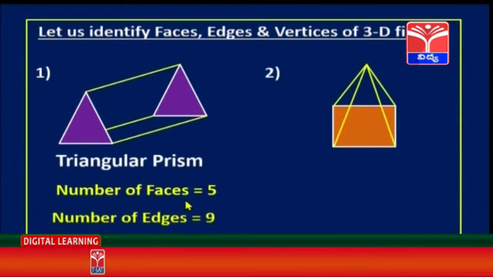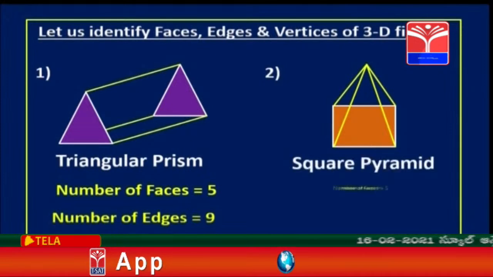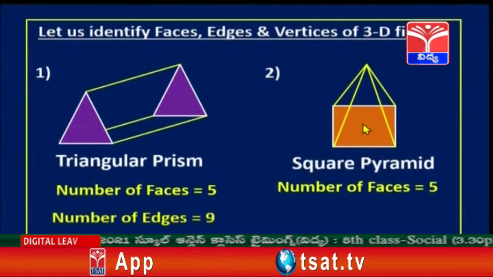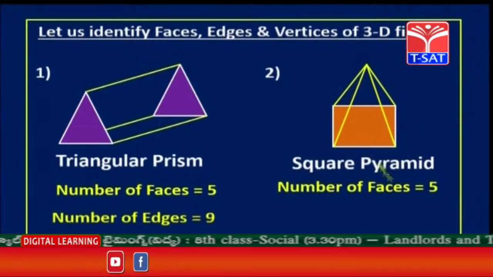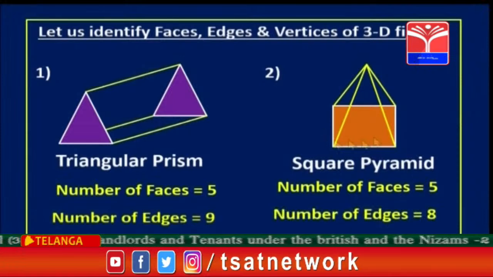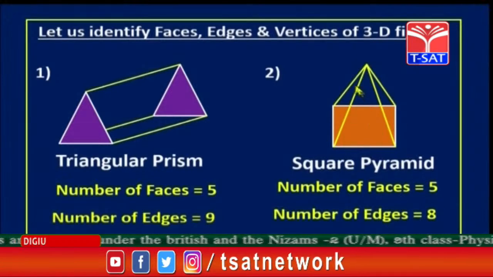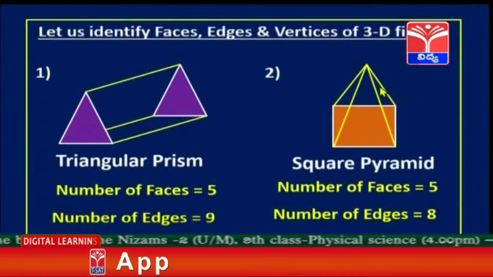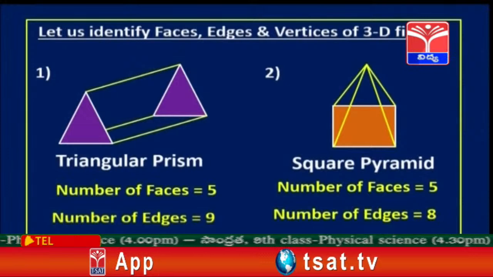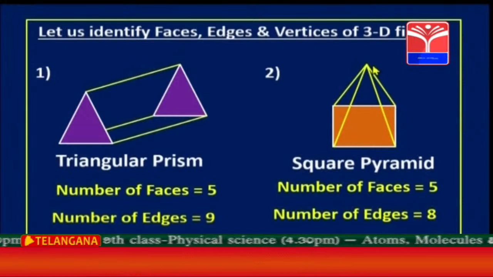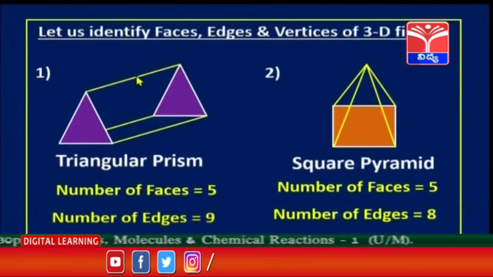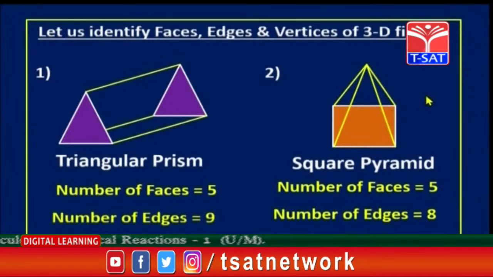I am taking the second one, a square pyramid. Can you tell me the number of faces, children, for a square pyramid? Yes, we will have 1 base and lateral faces will be 4. So total 4 plus 1, 5. Number of edges: at the base you will have 4 edges and on the lateral surface you will have 4 edges. Total 4 plus 4, 8 edges. And number of vertices will be at the base 4, top vertex 1. So total 5, children. So like this you have to find faces, edges and vertices of a 3D figure.